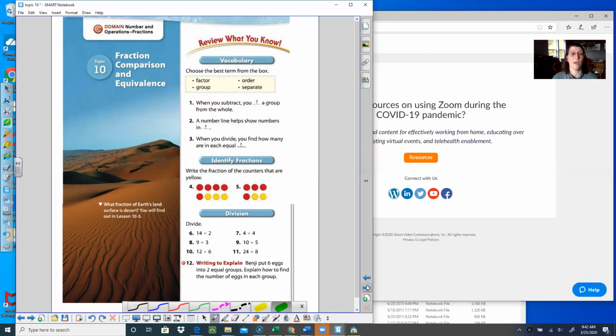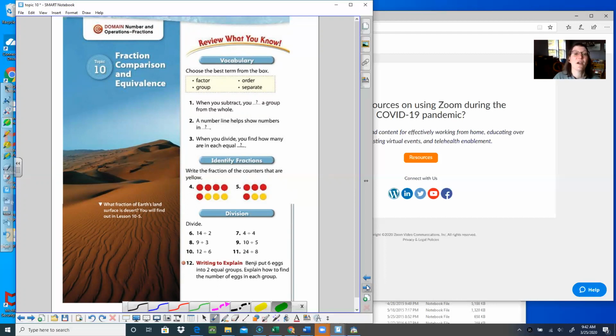That's what you should have thought for that one. Number 2, a number line helps show numbers in order. Oh, I think that one's supposed to be order. And number 3, when you divide, you find how many are in each equal group, starts with a G, group.